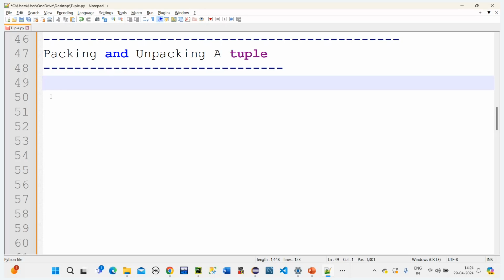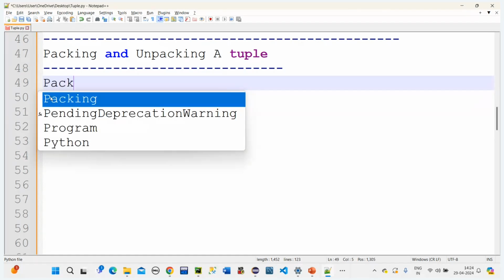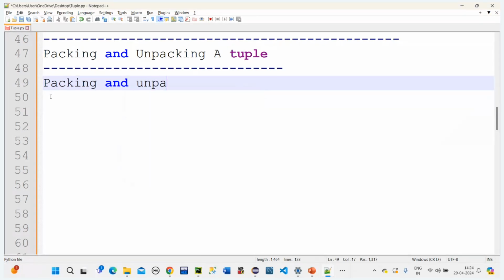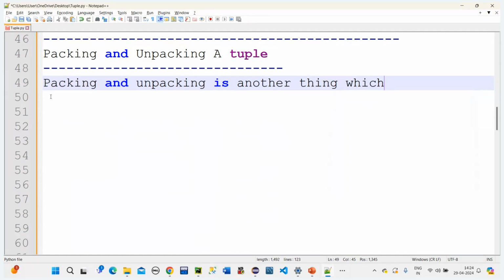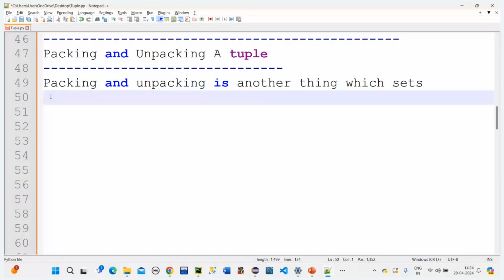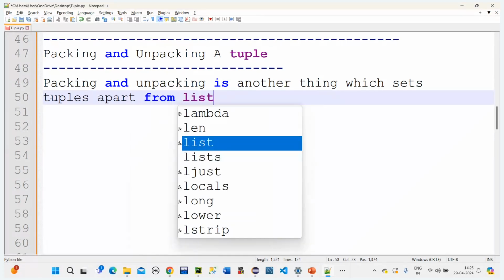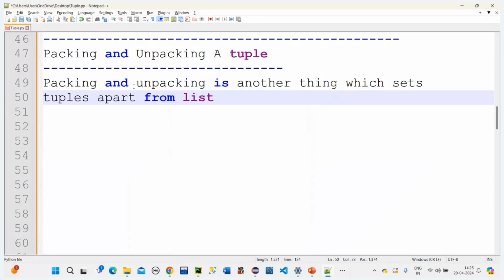Now let's understand packing first. Packing and unpacking is another thing which sets tuples apart, meaning different from list. So packing and unpacking is also one of the concepts which is different in list. In list we are not seeing this.